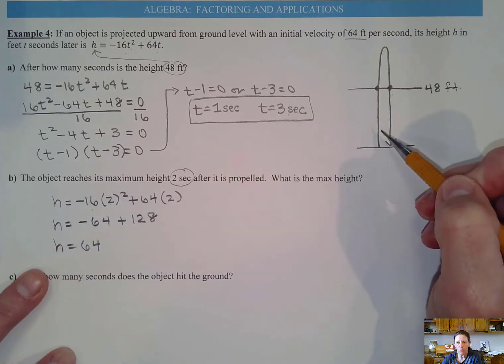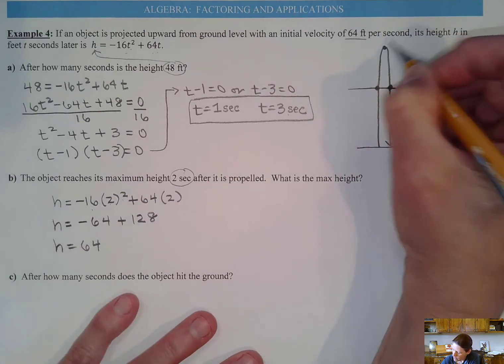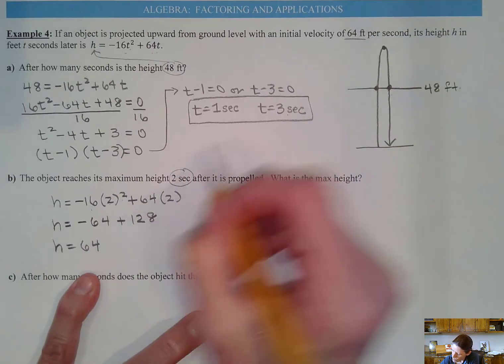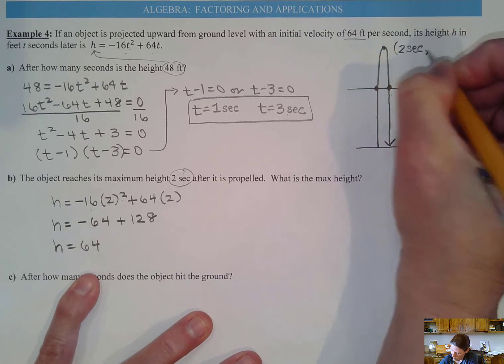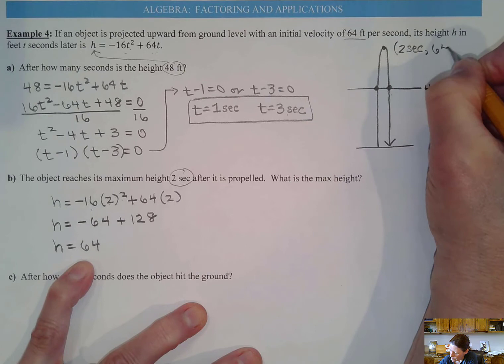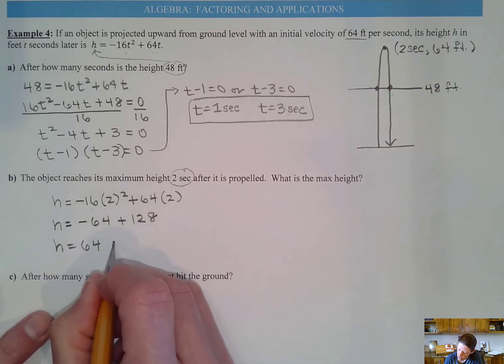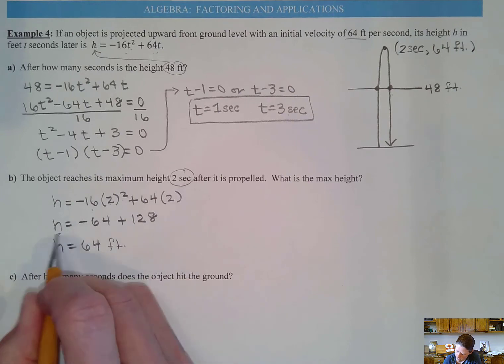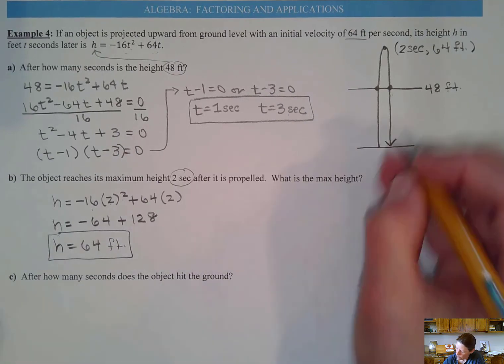So back to our figure, the maximum height after 2 seconds, that maximum height is 64 feet. And go ahead and apply your units to that height value. Now, lastly, after how many seconds does the object hit the ground?